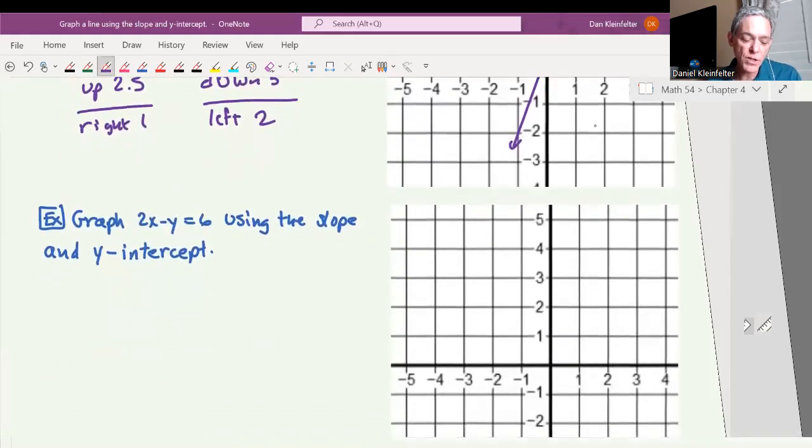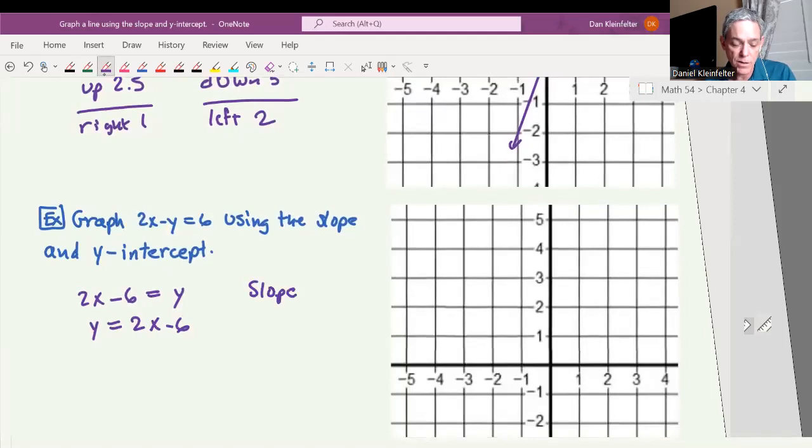Okay, next we have 2x minus y equals 6, using the slope and y-intercept. So here I'm going to rewrite the equation first in slope-intercept form. So I'm going to subtract 6 from both sides and add y to both sides. So y will be 2x minus 6. That makes our slope 2, and our y-intercept is going to be -6.